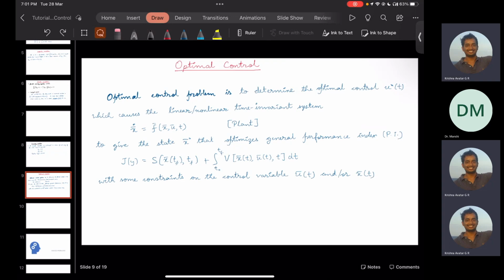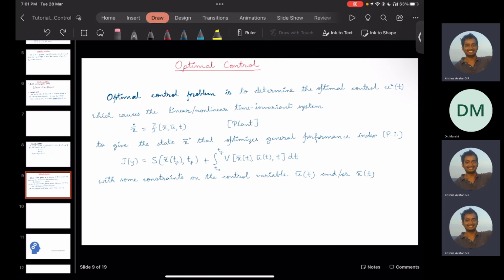And then the problem is to determine the optimal control u star for the plant, this system x dot equal to f vector, to give the state x vector star that optimizes the general performance index. So we construct a cost function. So J of y, the functional here, we call it a performance index, or if we use optimization terminology, then we can call this the cost function.